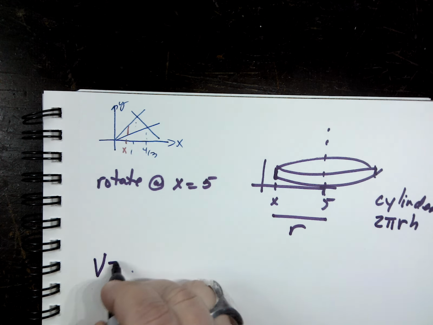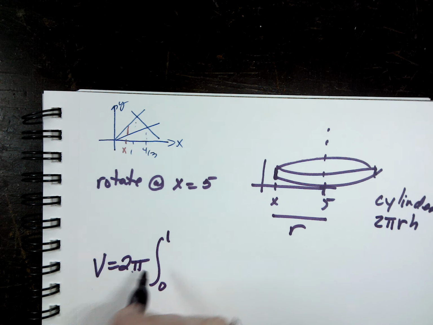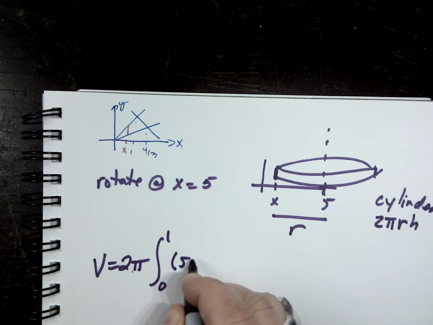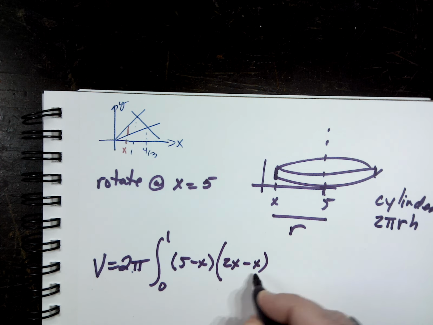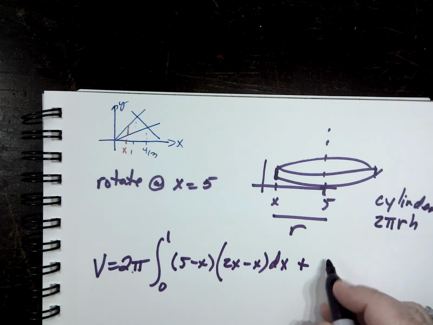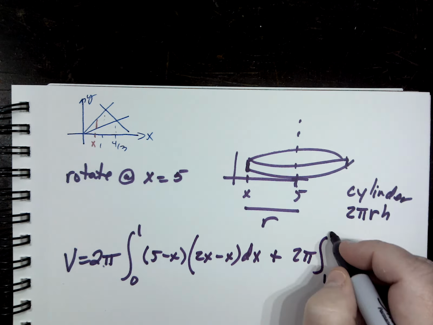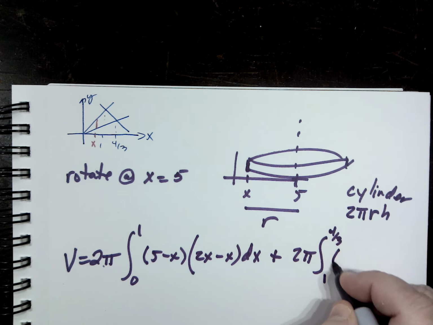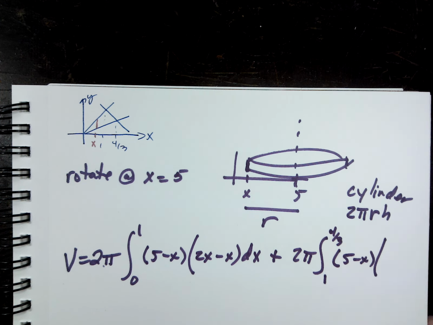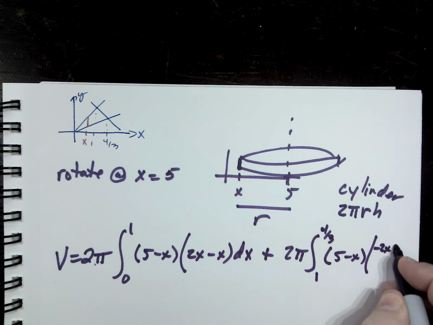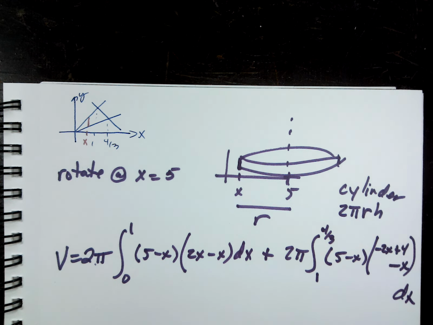So the volume is 2 pi integral from 0 to 1. My radius is 5 minus x. My height is 2x minus x. Now I need to go from 1 to 4/3. My radius is still 5 minus x. However, my height is now negative 2x plus 4 minus x dx. Apologize for the squishiness.